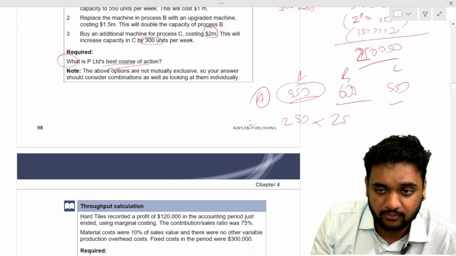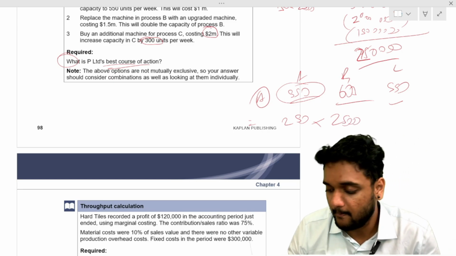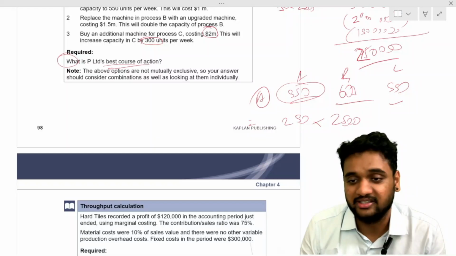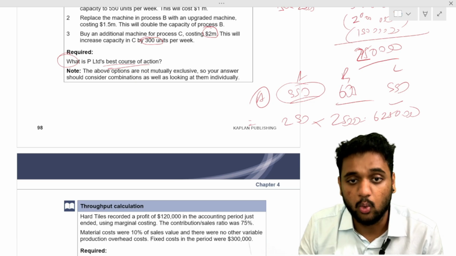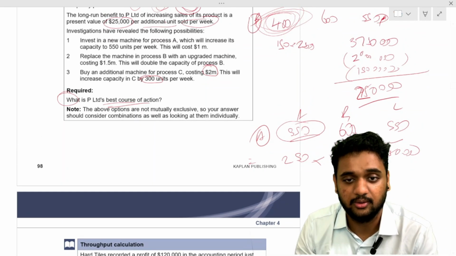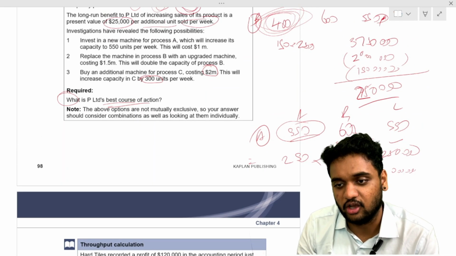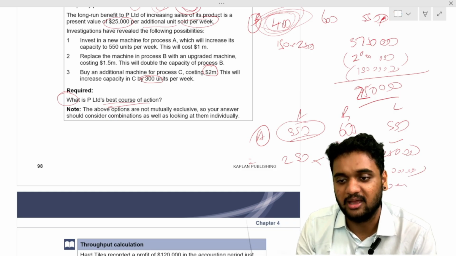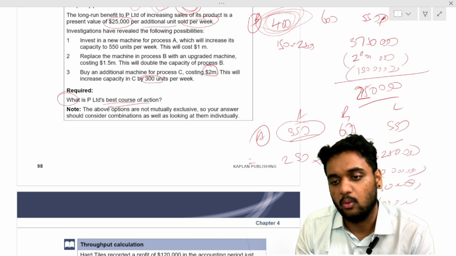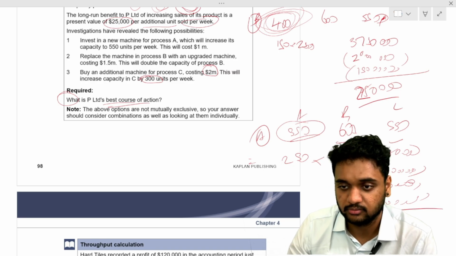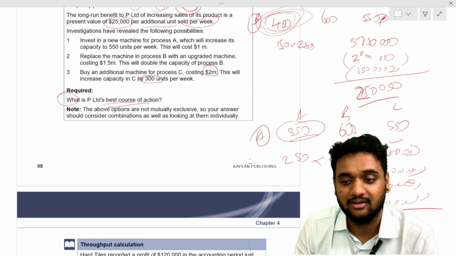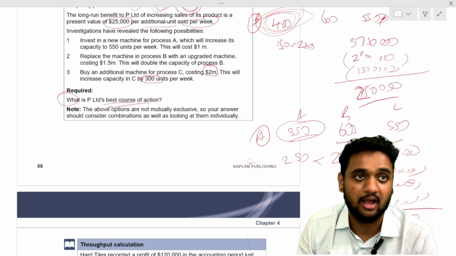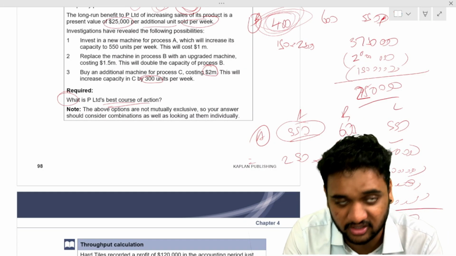Per unit, how much are you getting? 25,000. How much is the total you are getting? 62 lakh 50,000. Understood? What is the cost of buying machine C? 20 lakhs. Machine B? 15 lakhs. Machine A? 10 lakhs. What is the net benefit you are getting? 45 lakhs cost, so 17 lakh 50,000 is the net benefit you are getting by purchasing all three machines together.